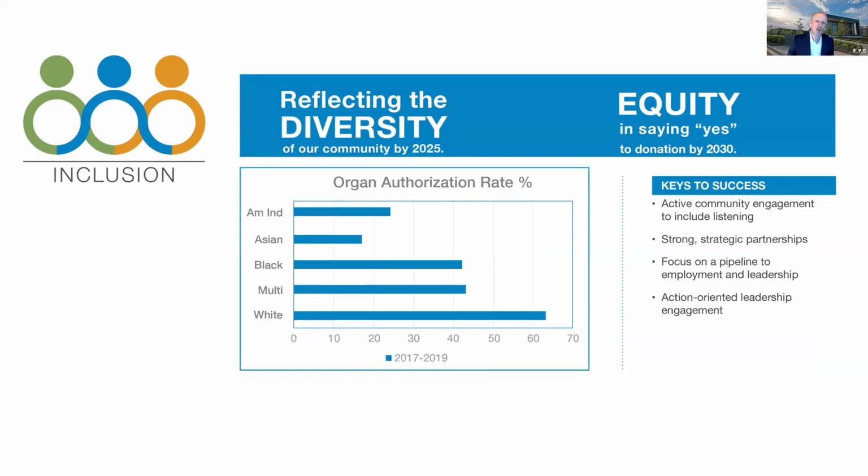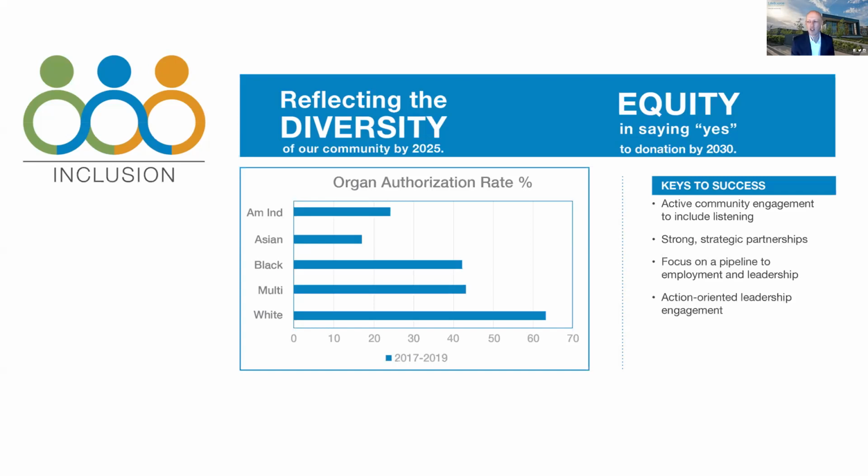The slide that I'm sharing with you there shows, on average, when people are asked to authorize in a moment of loss, families about 64% of the time will say, yes, we'll do that in that hospital setting, in that immediate stage of loss. However, it's quite different for American Indian, Asian, Black, or multi-ethnic background families. The authorization rate is much lower.